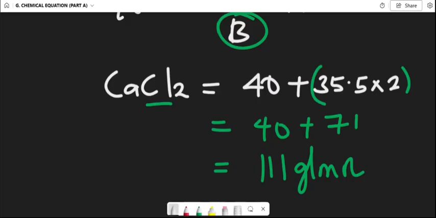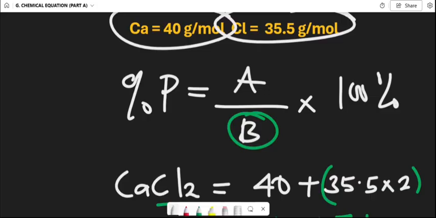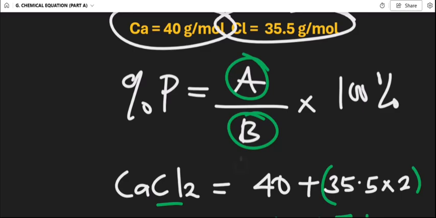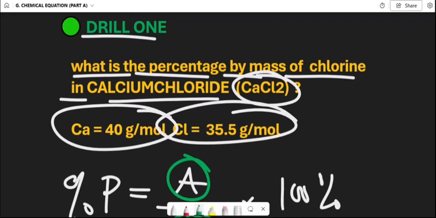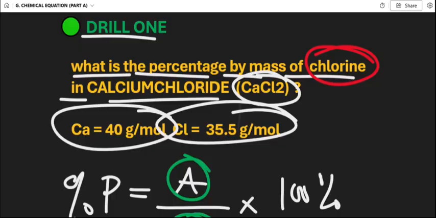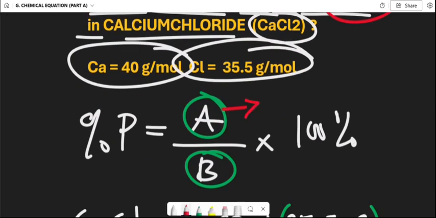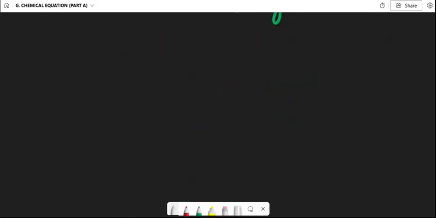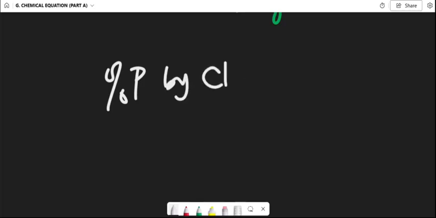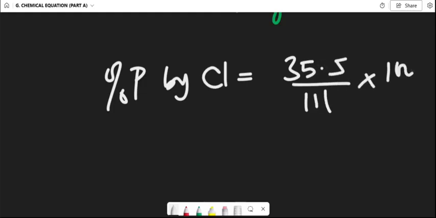And since you already know the relative molecular mass of calcium chloride, it's very easy for you to find the relative atomic mass of the atom, which is the chlorine, because we are finding the percentage by mass of chlorine. So we look at this carefully. Chlorine is 35.5. So for us to use the formula, the percentage by mass of chlorine is now equal to 35.5 divided by 111 and multiplied by 100%.